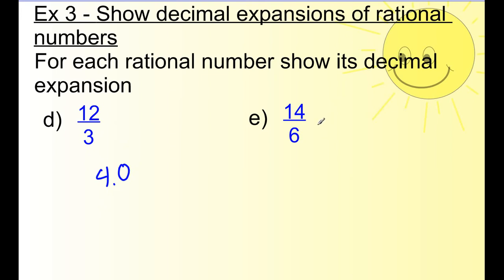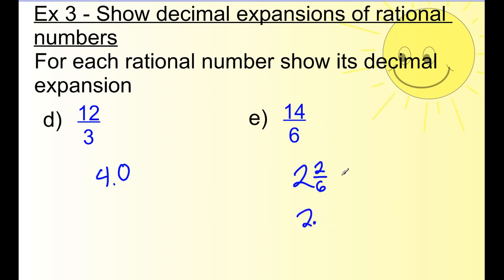Letter E. Well, we can do this using a calculator without any problems, but I want to try this one by hand. Let's see, I know my times tables of 6. 6 goes into 14 2 times, with a remainder of 2, the denominator stays the same. So when I do this, it's going to be 2 point something.